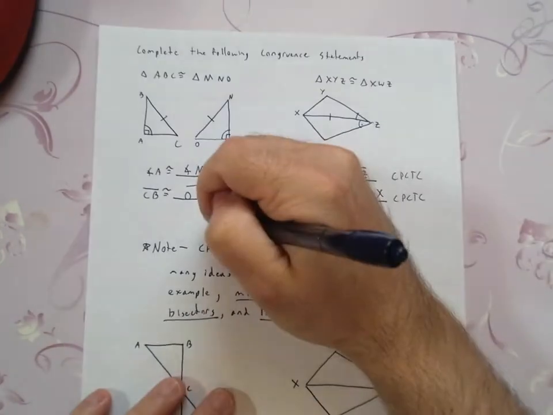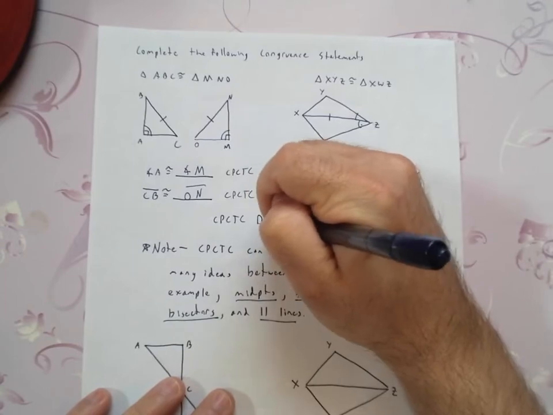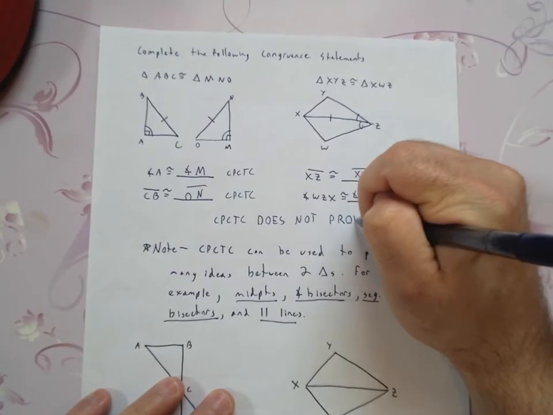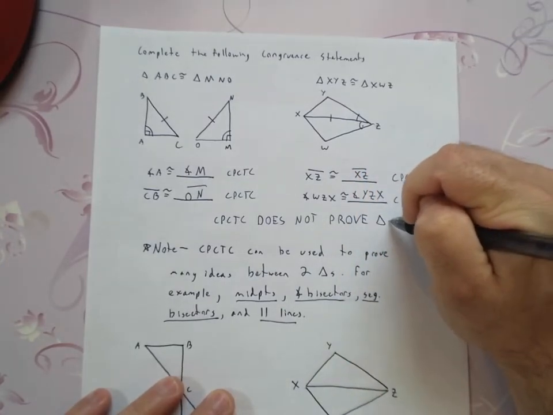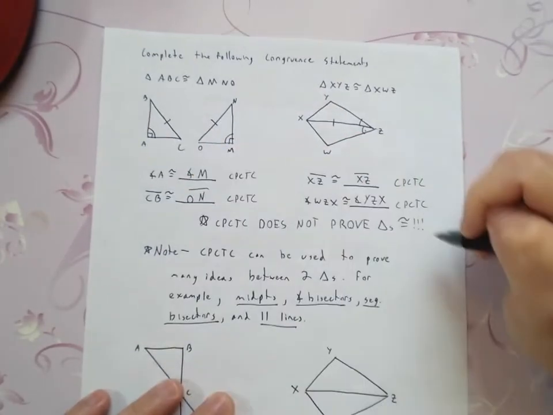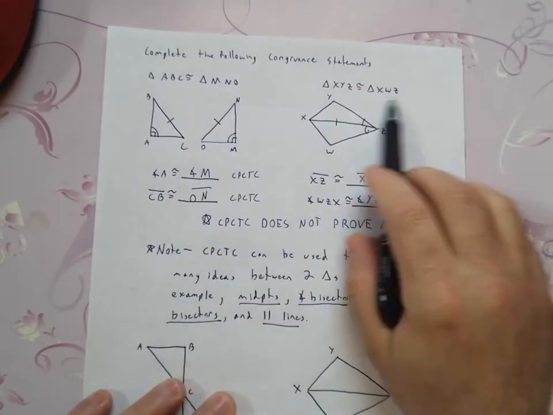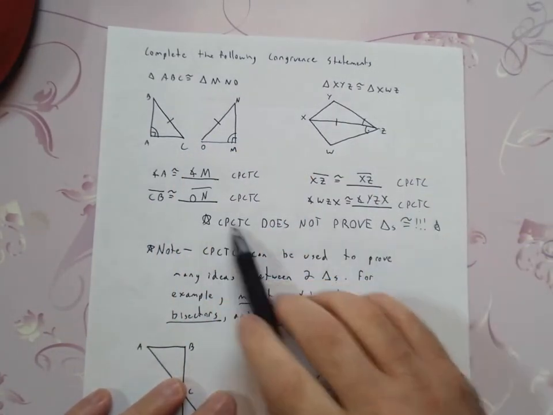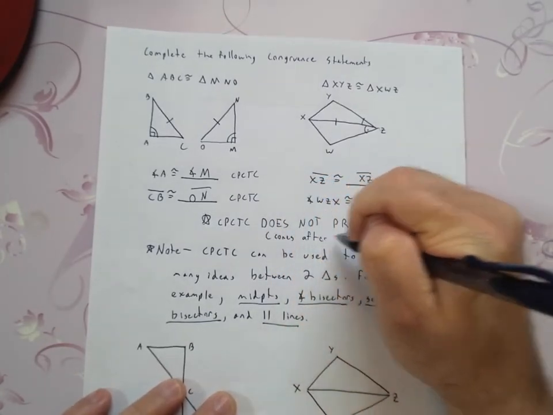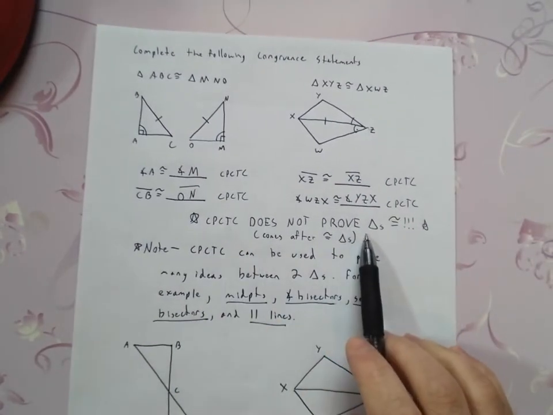One thing you need to note, though, I probably should have put this down, CPCTC does not prove triangles congruent. It comes after the triangles are congruent. See, when triangles are congruent, then I could talk about CPCTC. CPCTC comes after congruent triangles. Okay? It does not prove triangles are congruent.